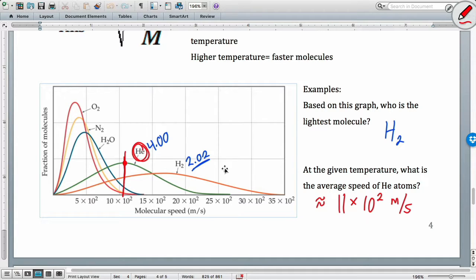Because you'll notice they're all pretty normal distributions-ish. Okay, cool? That's it for those notes.